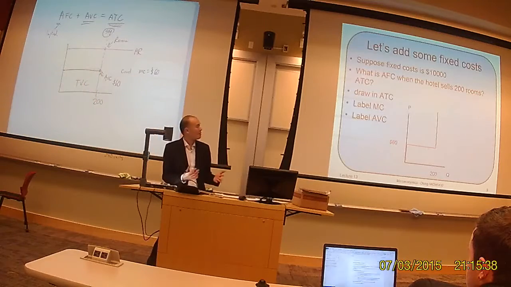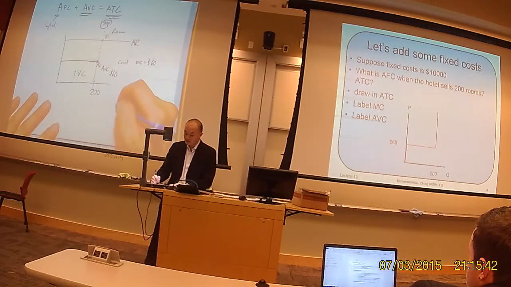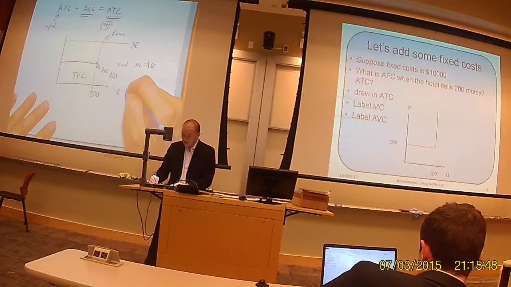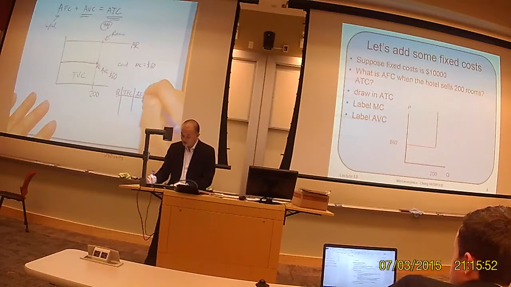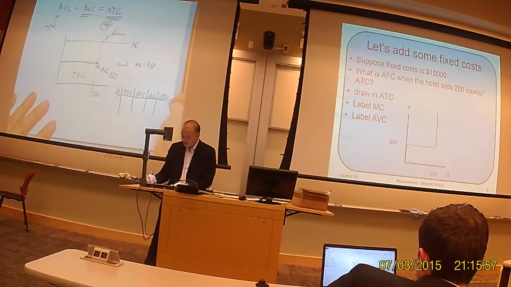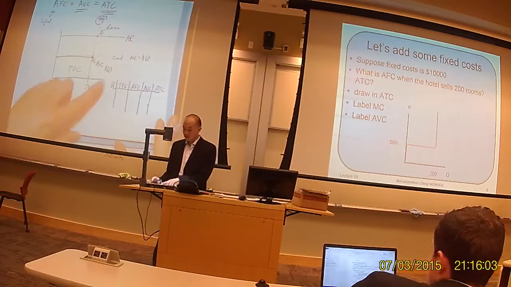And then the last part is I want to figure out what my average total cost is. In doing that, the easiest way is to make a table. At the quantity, I have the total fixed cost, the average fixed cost, average variable cost, and average total cost. It's possible you can do some of these in your head, but students lose points when they do things in their head.